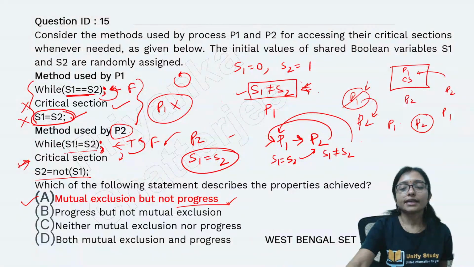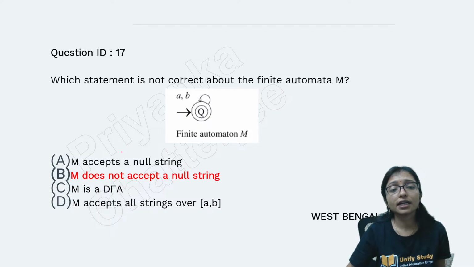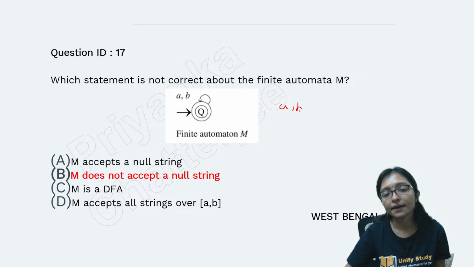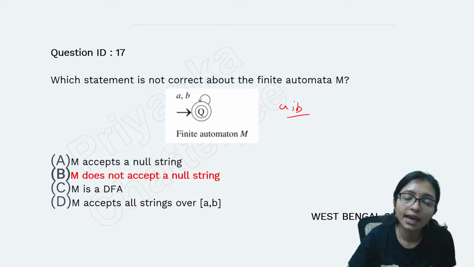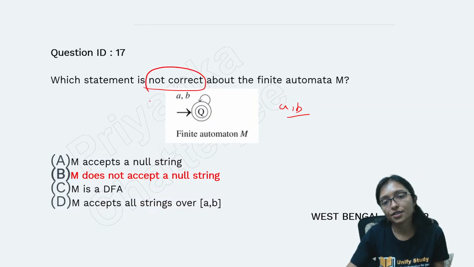Okay. Yes. So for this question, your answer is "does not accept null string", because you can see it is actually (A, B). This is actually taking A, B both. Which one is not correct?